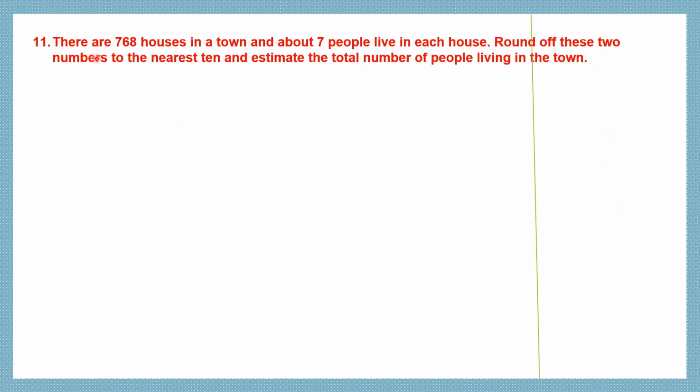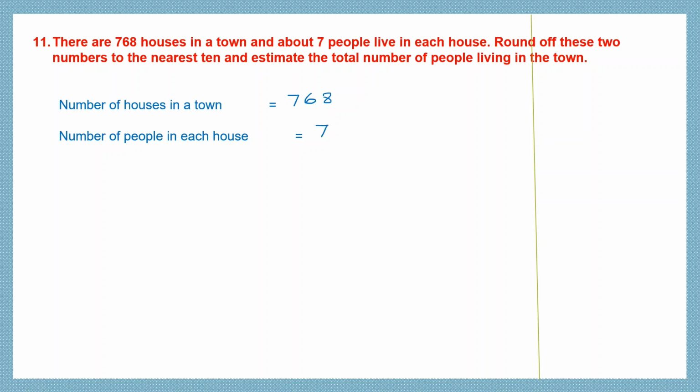Question 11. There are 768 houses in a town and about 7 people live in each house. Round off these two numbers to the nearest 10 and estimate the total number of people living in the town. Okay, so now we're beginning with word problems and we've been asked to first round off the numbers given and then to find out how many people live in that town. So let's begin by saying the number of houses in a town is 768. Then we have the number of people in each house, that is 7.